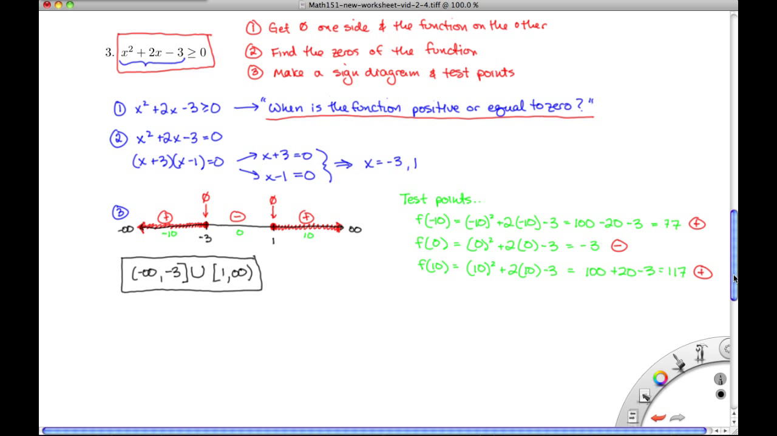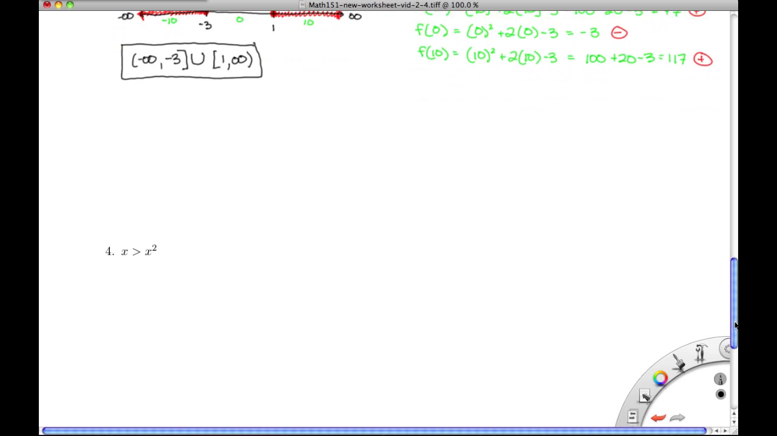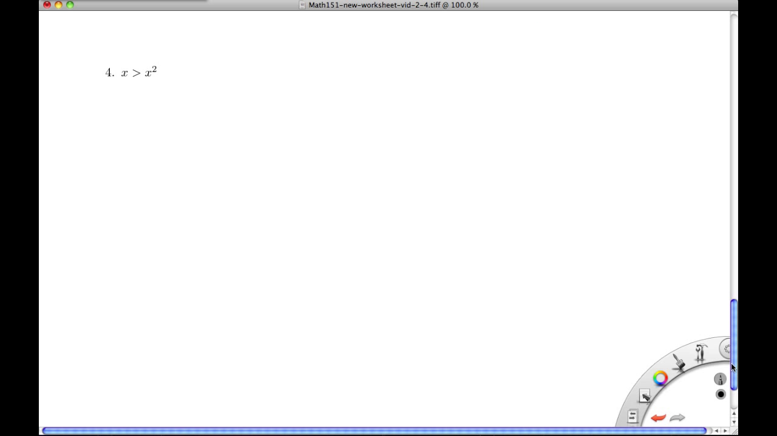Okay, so let's do one more like that. So here we've got x is strictly greater than x squared. So we're still going to follow those 3 steps that we outlined in number 3. So let's start with step 1. Step 1, we want to isolate the function and get 0 on the other side. So I'm just going to subtract that x from both sides. That's going to give me 0 greater than x squared minus x.